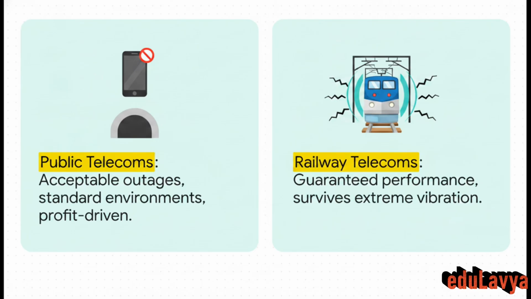On a public telecom network, if you drop a call in a tunnel, it's an annoyance. But on an operational railway network, a dropped connection means a train literally loses its movement authority and the whole line comes to a screeching halt. Railway telecoms have to survive incredibly harsh environments, extreme physical vibration, massive electromagnetic interference from high-voltage power lines, and they absolutely require guaranteed, continuous, 100% route coverage, zero exceptions.